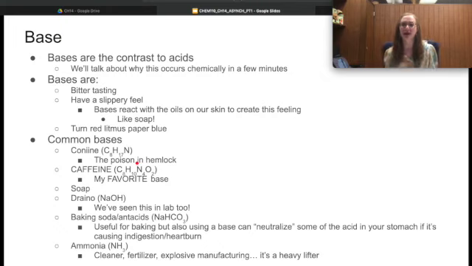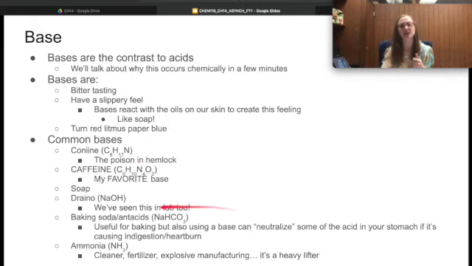Soap, as we talked about before, tends to be a base. It has that slippery feeling. Drano's main component is actually sodium hydroxide. We've seen sodium hydroxide in the lab as well. We've used it just a little bit, but sodium hydroxide is a relatively strong base, so it will sweep everything out in your pipes and get through there. Bases are often used as cleaners and cleaning products and things like that.